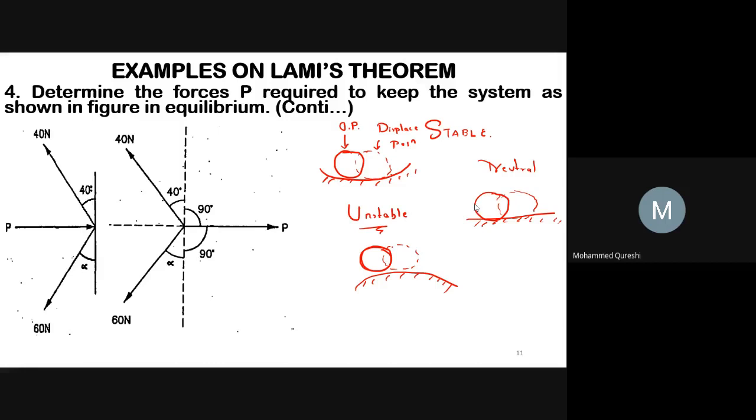So these are the three types of equilibrium: stable equilibrium, unstable equilibrium, and neutral equilibrium. In stable equilibrium, the body returns back to its original position. In unstable equilibrium, it does not return back to its original position, whereas in case of neutral equilibrium, it occupies a new space.